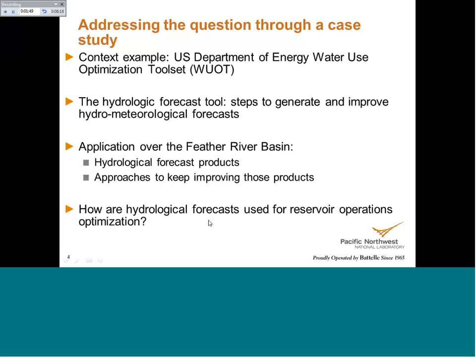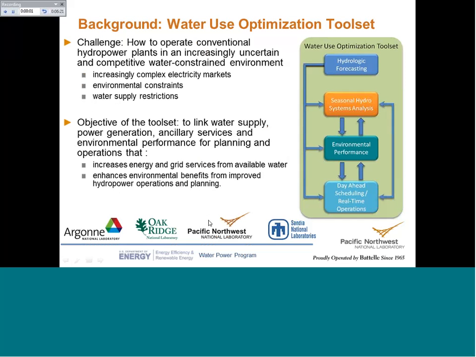So first, I'm going into the context, the background. It's the Water Use Optimization Toolset. As mentioned in the introduction, we have a challenge, which is to operate for the Department of Energy the conventional hydropower plants in an increasingly uncertain and competitive water-constrained environment.